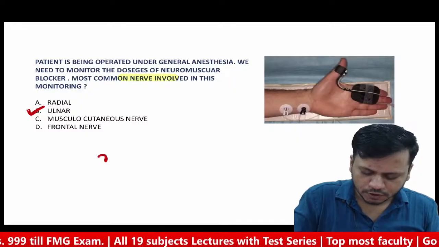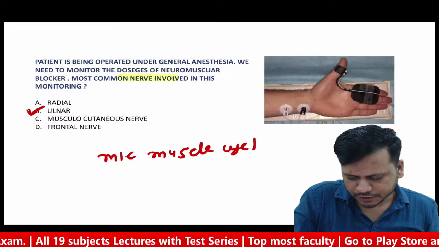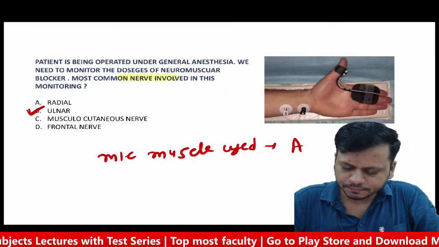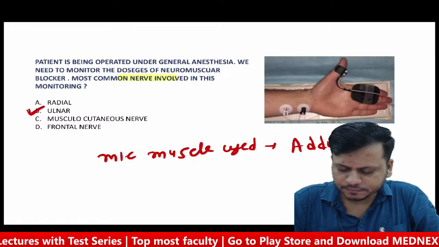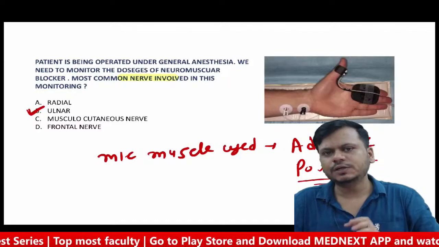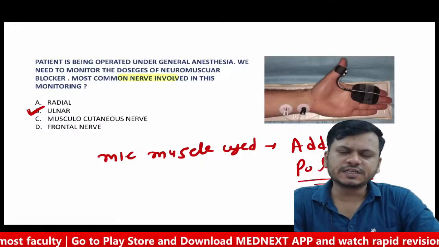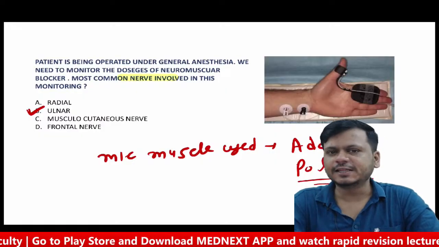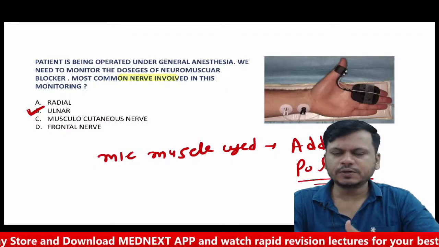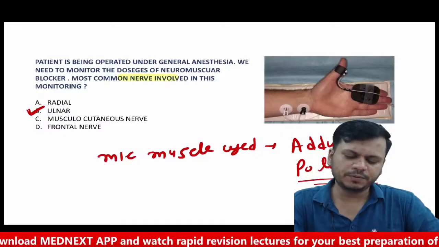Now tell me the most common muscle used in neuromuscular monitoring. It is adductor pollicis. And why do we use neuromuscular blocker monitor or train of 4 monitor? It is to check the doses, right? How much drug to give, how much to reduce, and to check the effect of neuromuscular blocker drugs, right? This question has been asked in your exam 2 to 3 attempts before as well.